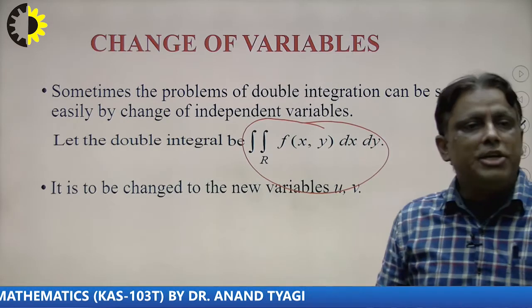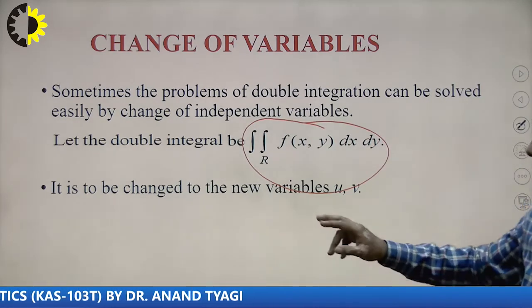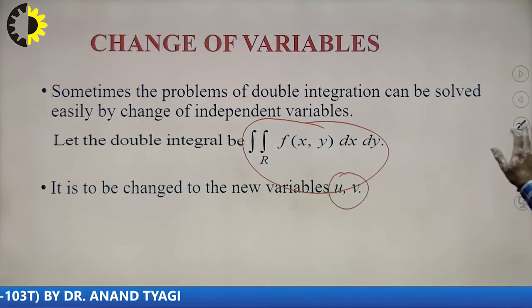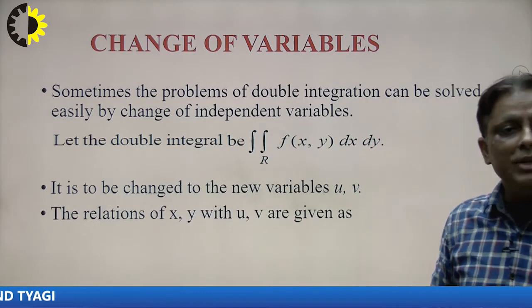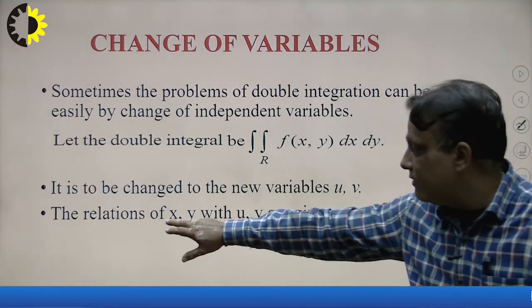Next, it is to be changed to a new variable, suppose u and v. I want to change it into new variables. So what will be the procedure here? We see here the relation of x, y with u, v is given. That is the most important part.